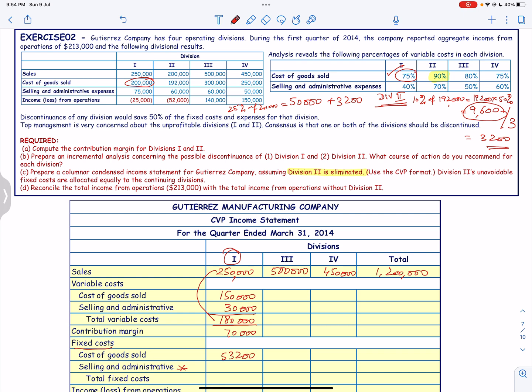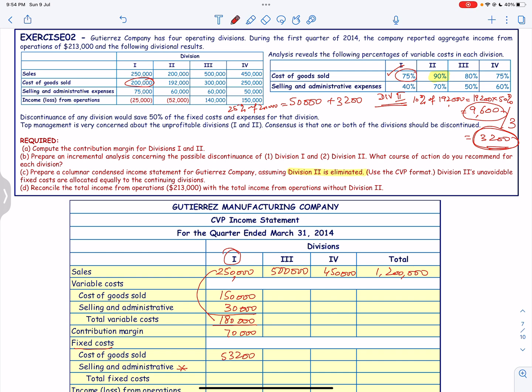Now coming to the selling and administrative expenses, this 3200 will be for all the three divisions. Now I will go for the selling and administrative in a while. Let me explain the variable cost and fixed cost of goods sold for division 3 and 4.